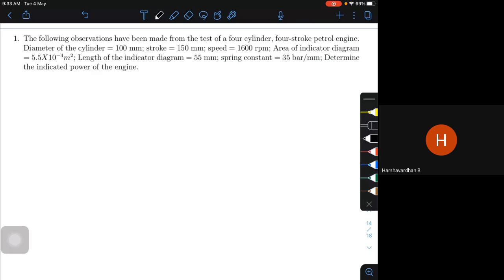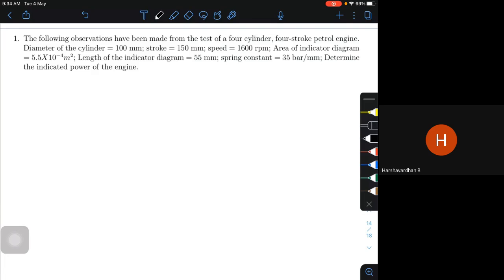The following observations have been made from the test of a 4-cylinder 4-stroke petrol engine. The diameter of the cylinder is found to be 100 millimeters. The stroke is found to be 150 millimeters and the speed is 1600 rpm. The area of the indicator diagram is 5.5 into 10 to the power of minus 4 meter square.